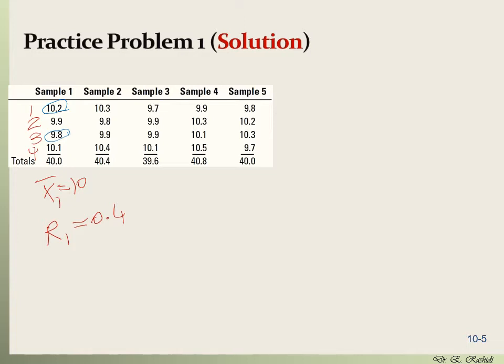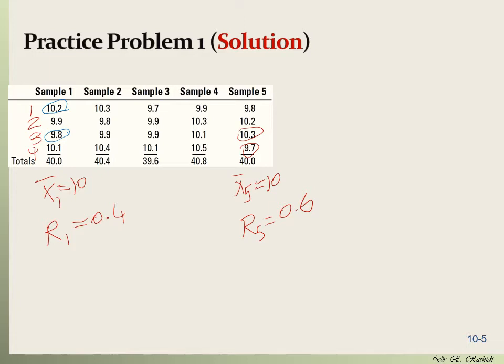I'm going to do another sample, which is sample 5. So X bar 5, the average of this fifth sample, is the summation of all these 4 observations, which is 40 divided by 4. Again, that's 10. It just happened by accident that the first and the fifth one have equal averages. And then we find the range for the fifth sample. So the range is the maximum observation minus the minimum observation. So that's 10.7 minus 10.3, and that's 0.6. So range for sample 5 is 0.6.